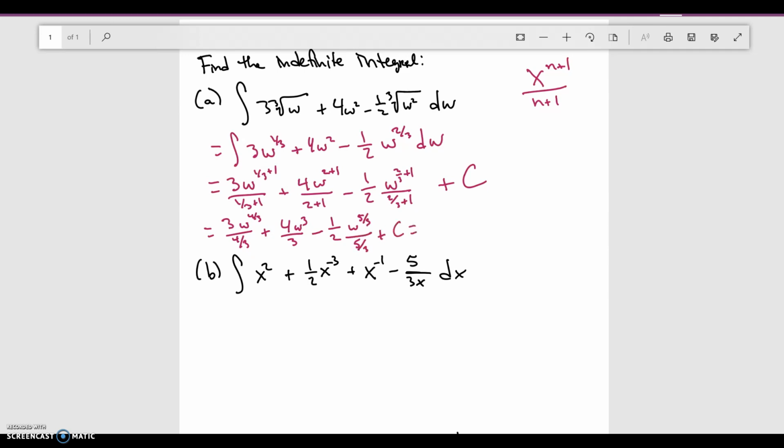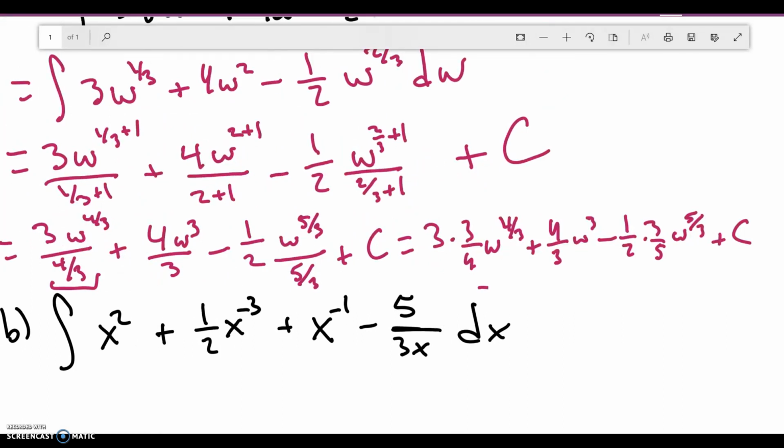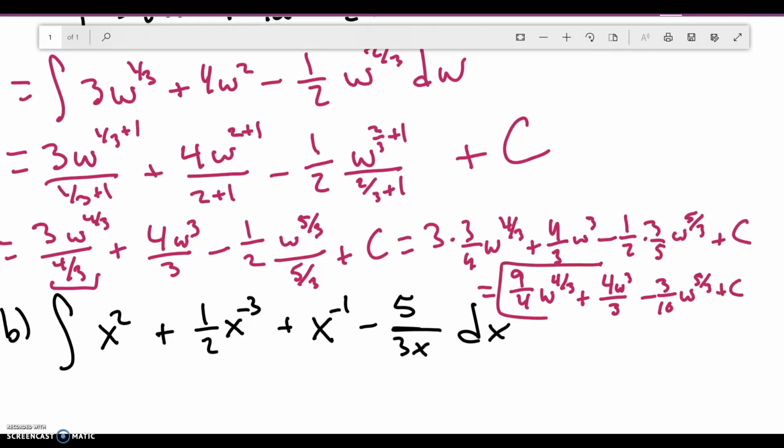And remember that we can just flip this over. So this is just going to be flipped. That's just going to be 3 times 3/4 w to the 4/3. And the other one can stay the same. And then this is going to be minus 1/2 times 3/5 w to the 5/3 plus c. If you really can't see, here it is. Now to finish this off, I'm running out of space, but this is going to be 9/4 w to the 4/3 plus 4w cubed over 3. Then this is going to be minus 3/10 w to the 5/3 plus c. And this is going to be my total answer.